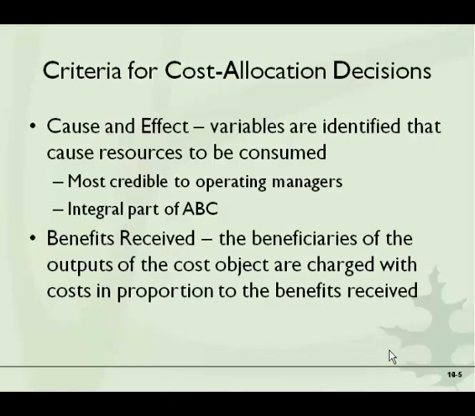Benefits received is also one of the criteria for cost allocation decisions. The idea here is that the beneficiaries of the outputs of the cost object are charged with cost in proportion to the benefits they received.